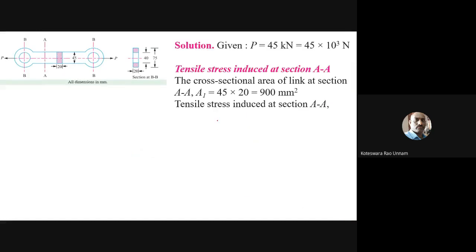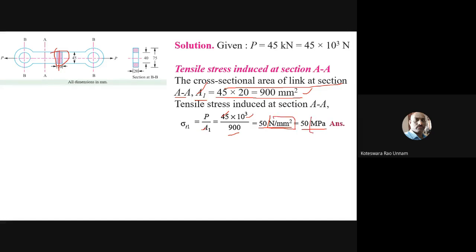You can see the solution here. The cross-sectional area of the link at the section AA is A1, which is 45 into 20, so this cross-section is 900 mm square. Then the tensile stress at this point is nothing but P by the area at this location. He denoted that area as A1, so P by A1, which is 45 into 10 cube divided by 900, which is 50 Newton per mm square. I can write that as 50 MPa also. Just now I said 1 Newton per mm square is nothing but 1 MPa.